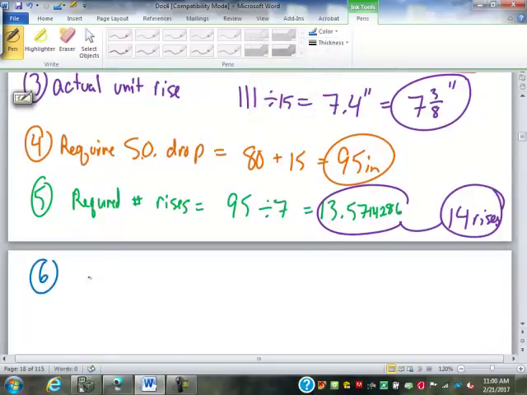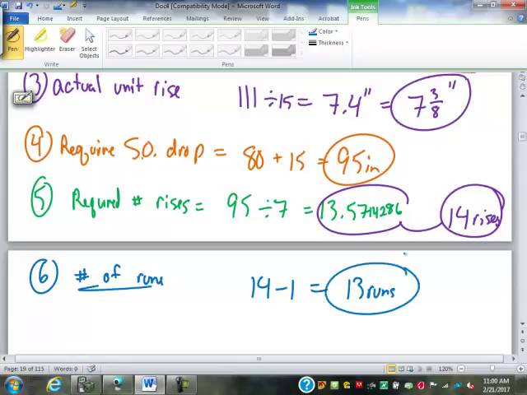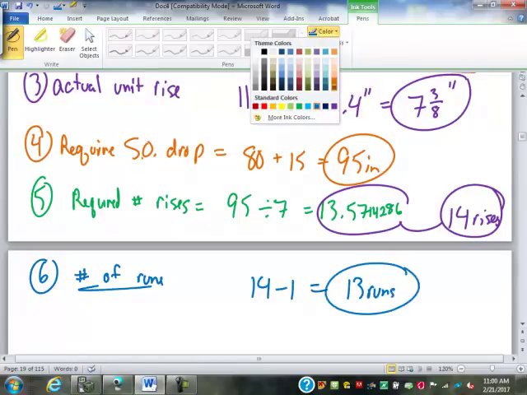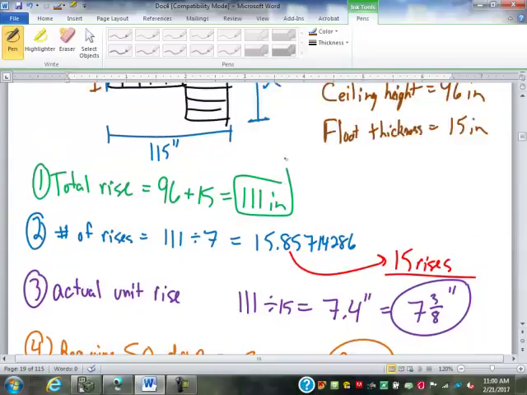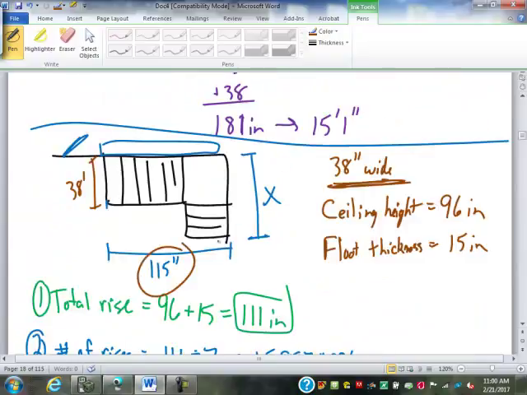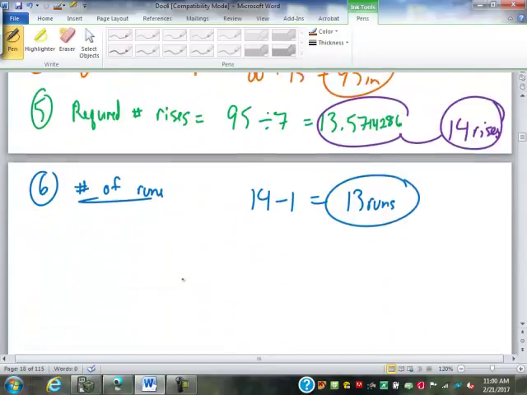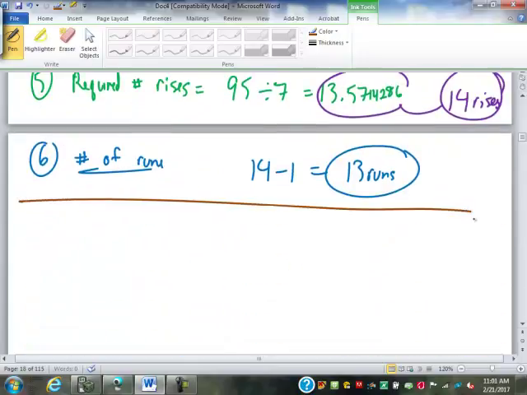Step 6. Number of runs. So we've got 14 minus 1 is 13 runs. So our stair opening requires 13 runs. Okay. We can stop there for right now, because calculating the actual stair opening is meaningless because we have a restriction here. Remember, we have this restriction of 115 inches. So we need to figure out number of runs we get out of 115 inches. So this is where we step out of the normal process.